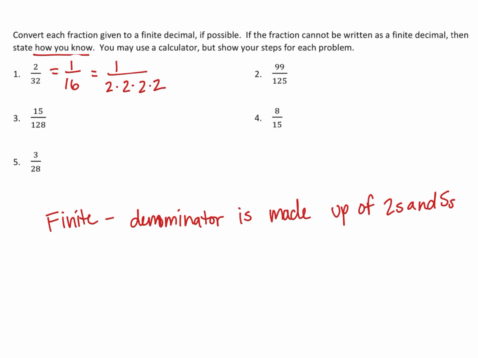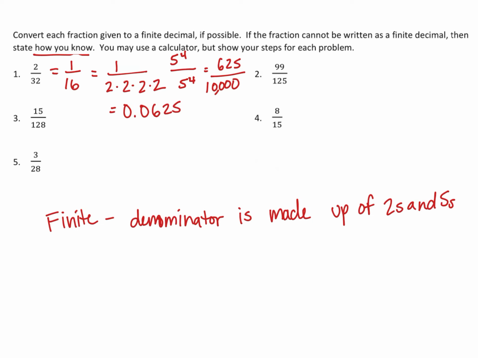But to get it to be a decimal, we want to multiply by 5 to the 4th power so that we have the same amount of 5's and 2's. And 5 to the 4th power times 1 comes out to 625. And if you have 4 2's and 4 5's, that's a 1 with 4 zeros after it. So 2 over 32 as a decimal is going to be 0.0625.